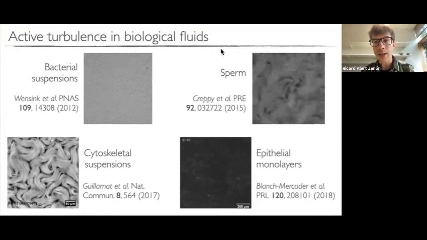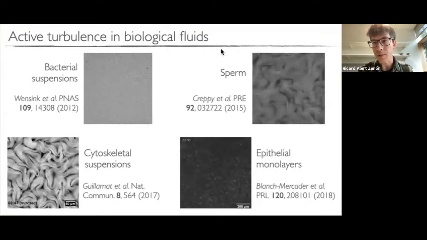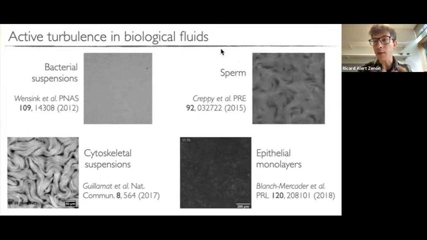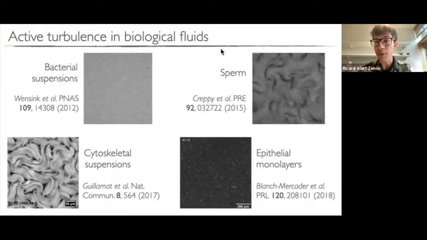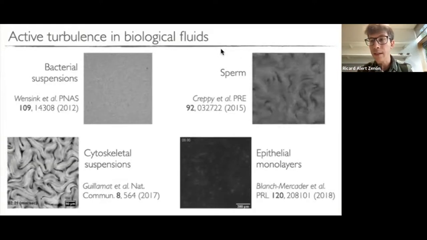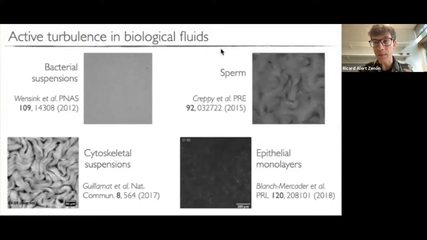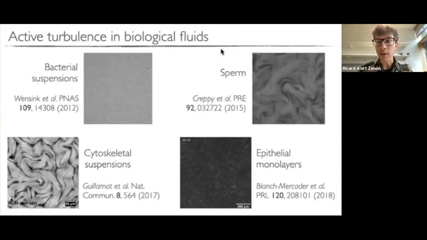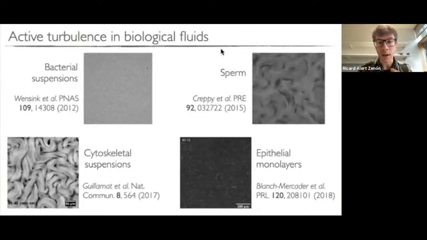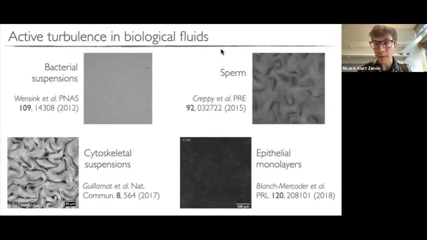And this is surprising because all of these systems operate at very low Reynolds numbers. And so this means that inertial forces are completely negligible in front of viscous forces. And so we're in exactly the opposite limit as in traditional conventional turbulence. And so the question, of course, is then what is this kind of motion? And so people gave it a name, it's active turbulence.